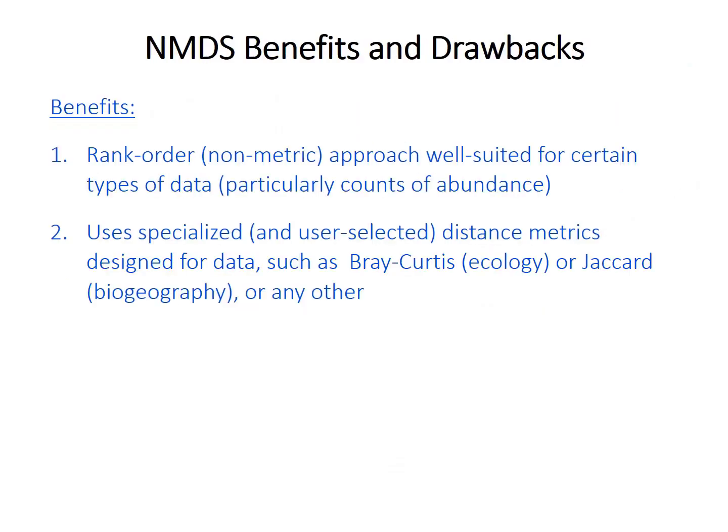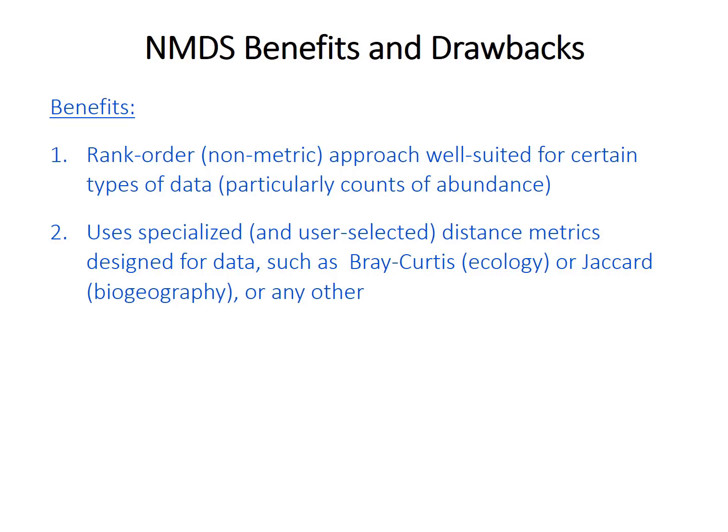So NMDS has some clear benefits for certain types of data. The rank order, or non-metric in its name, approach is very good when you wouldn't expect a linear relationship between the variables. And so that's particularly true when you're dealing with abundance counts, like counts of how many individual animals of a particular species you find at each place. This is what the method was really designed for in the first place.